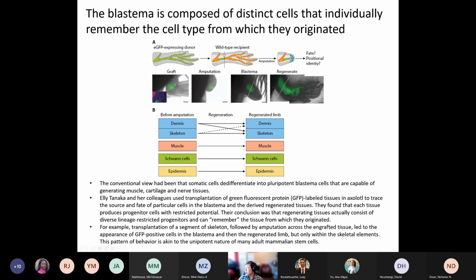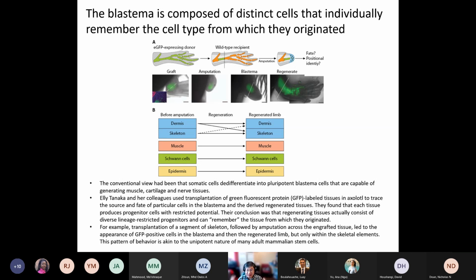And next, they will do amputation. So around that transplant, they will do amputation. Now they will study the blastema and the regeneration. So that's the idea here. Because this blastema apparently will have something to do with the green bone, right? The transplanted bone, because that's where you do the amputation.